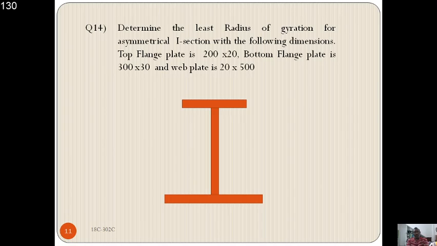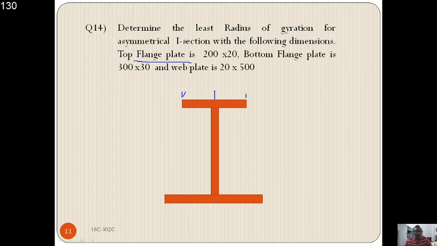least radius of gyration for an asymmetrical I section with the following dimensions. Top flange plate is 200 by 20, bottom flange plate is 300 by 30, and web plate is 20 by 500. So for this particular case, it is an asymmetric section, and he has mentioned that there is a top flange. Top flange is 200 by 20. That means this distance is 200.